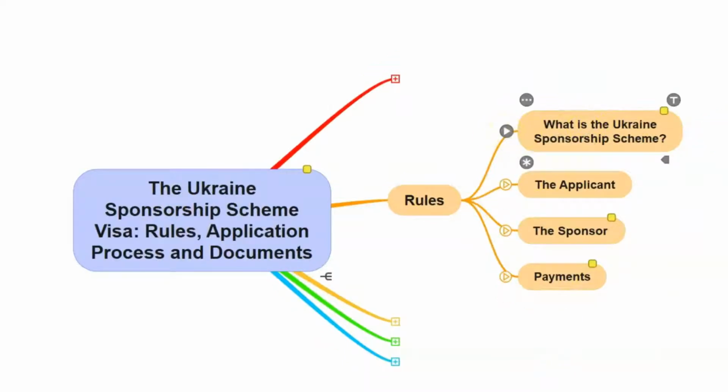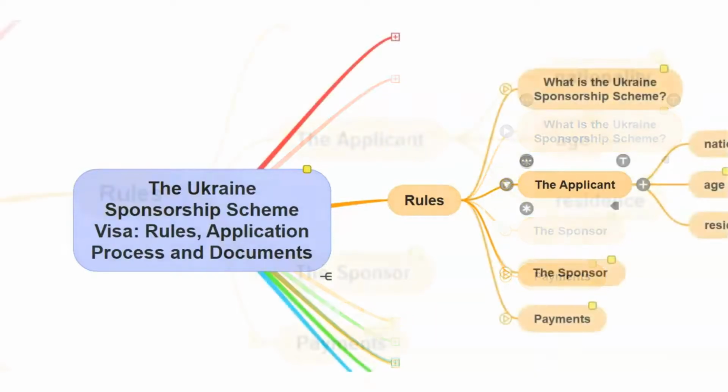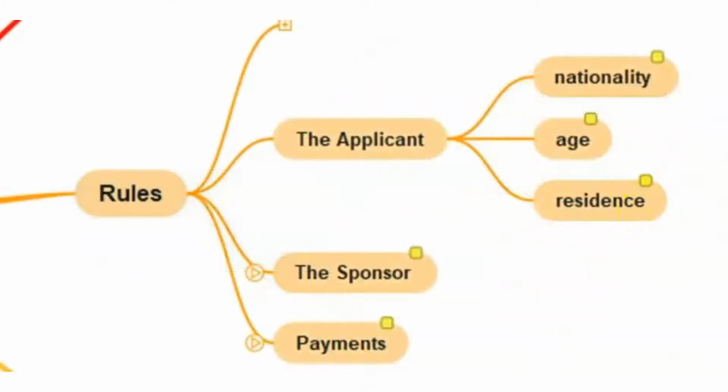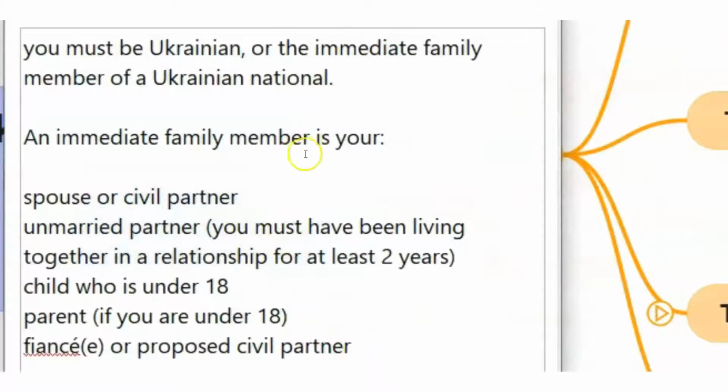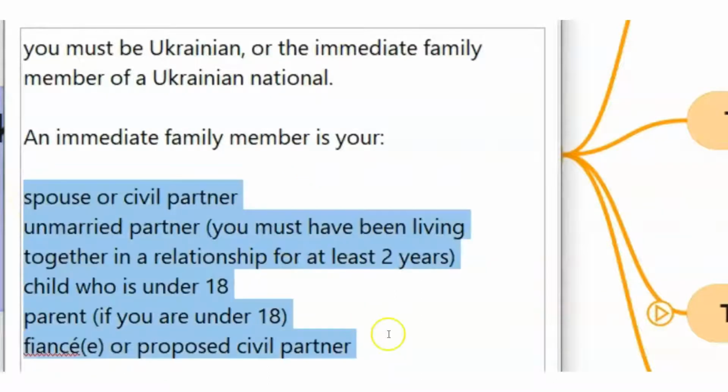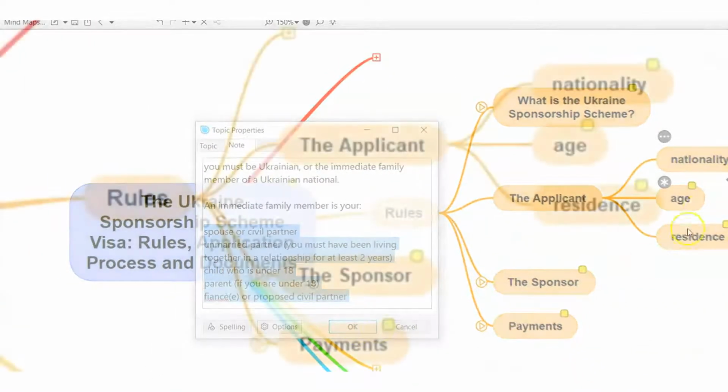Okay, let us talk about the rules for the applicants. The applicants are those who are applying from outside the UK in order to remain in the UK. So these are Ukrainian citizens or their close family members. First of all, they will have to be a Ukrainian citizen or an immediate family member of a Ukrainian citizen. An immediate family member is a spouse or a civil partner, an unmarried partner who has been living together with their partner for 2 years, children under the age of 18, or parents if the person is over the age of 18, and also fiancés or proposed civil partners.